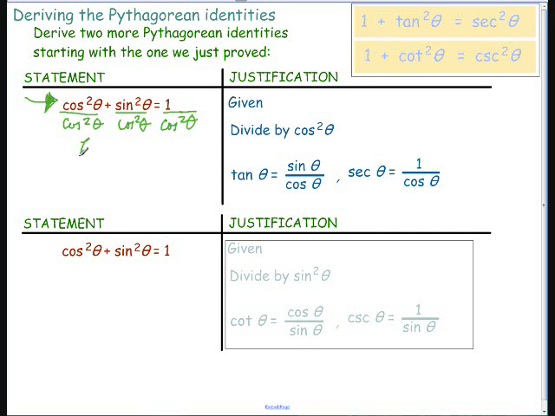So I end up with 1 plus, we know this is one of the quotient identities, isn't it? Tangent squared, right? And this one is a reciprocal. We can use a reciprocal identity. What is this one? Secant squared theta. Okay?